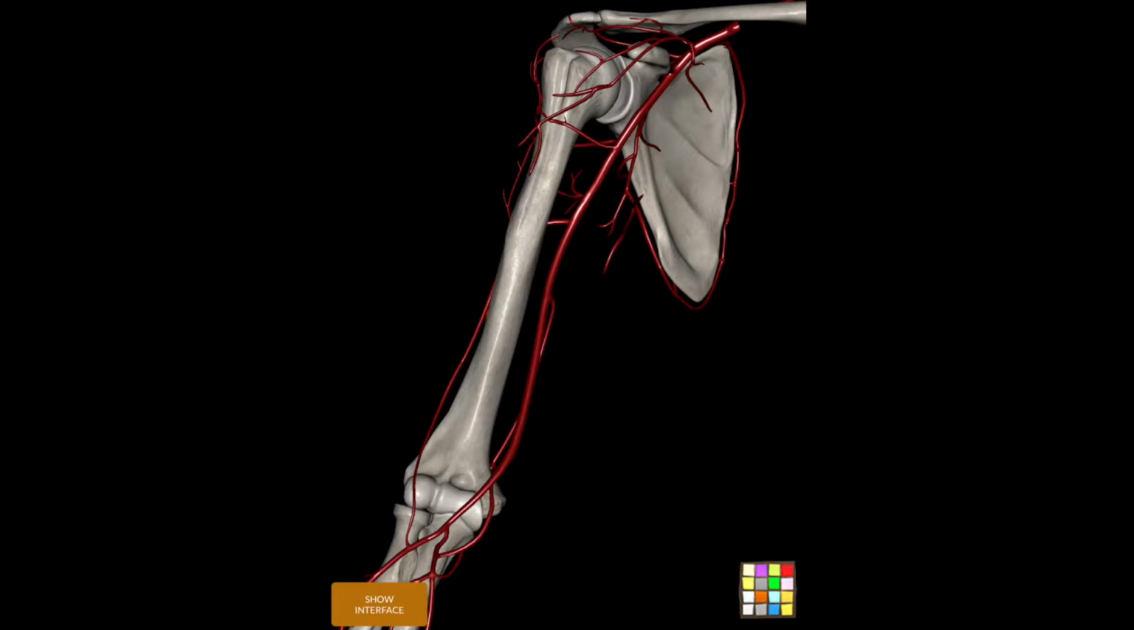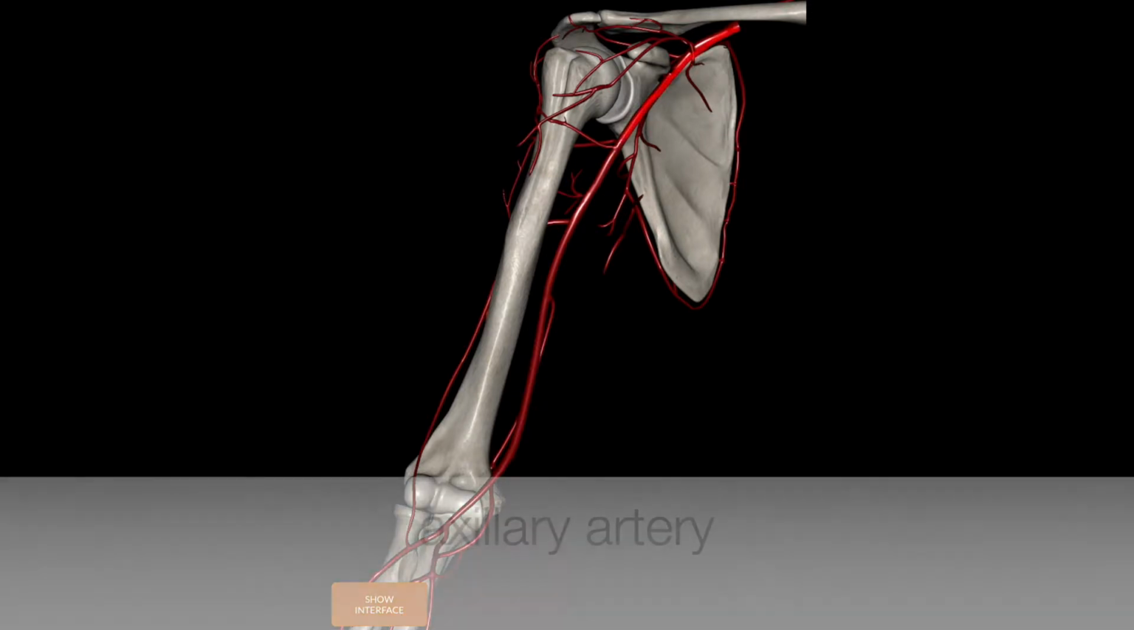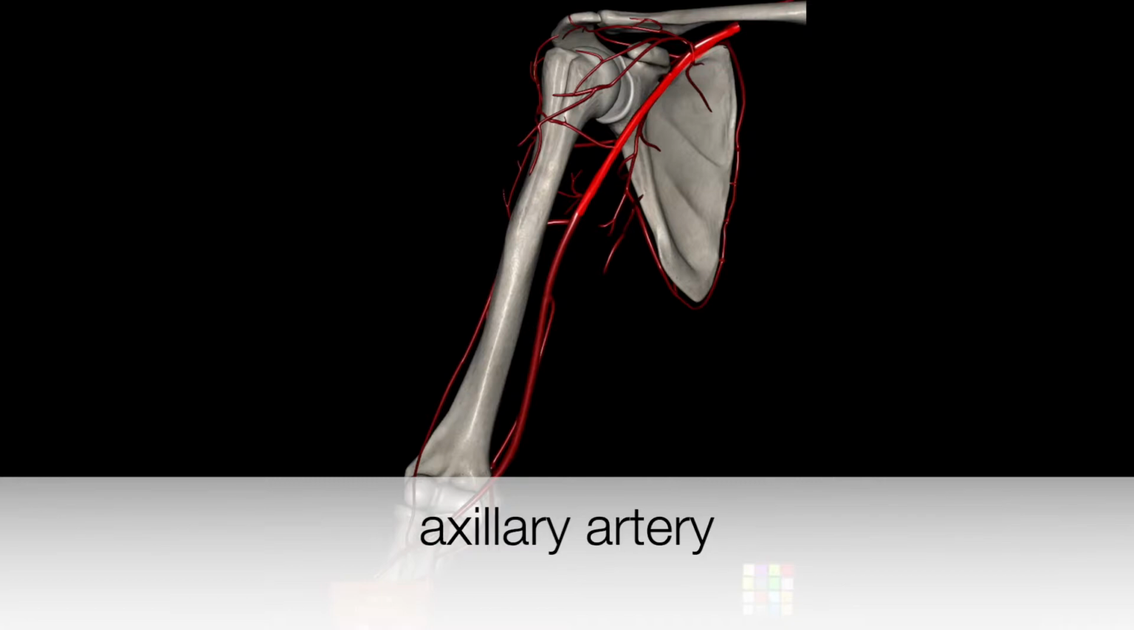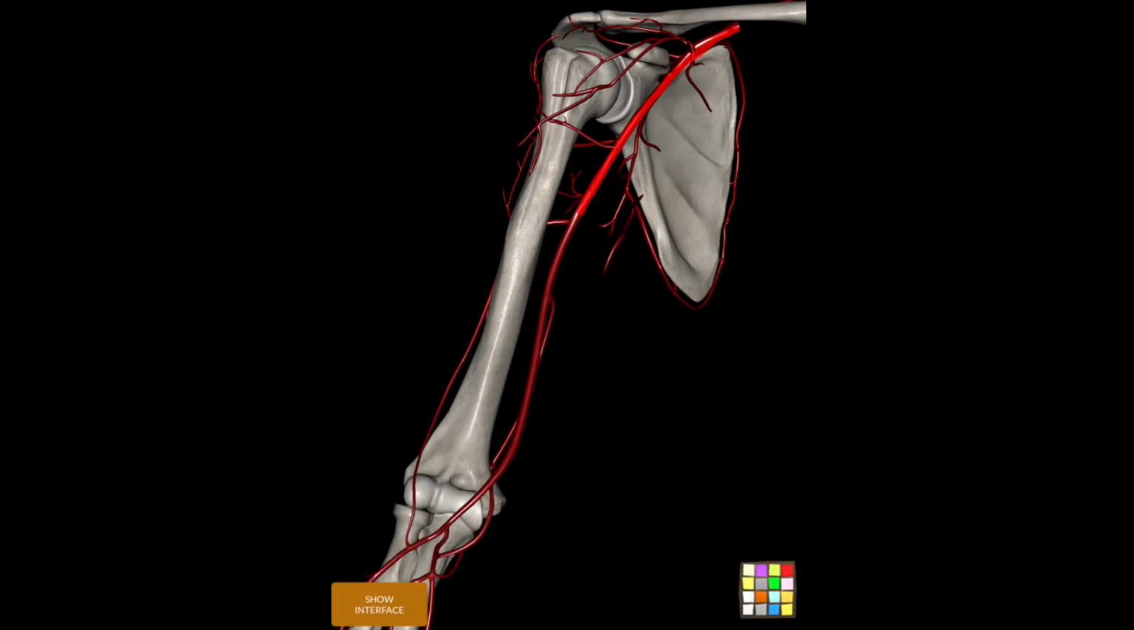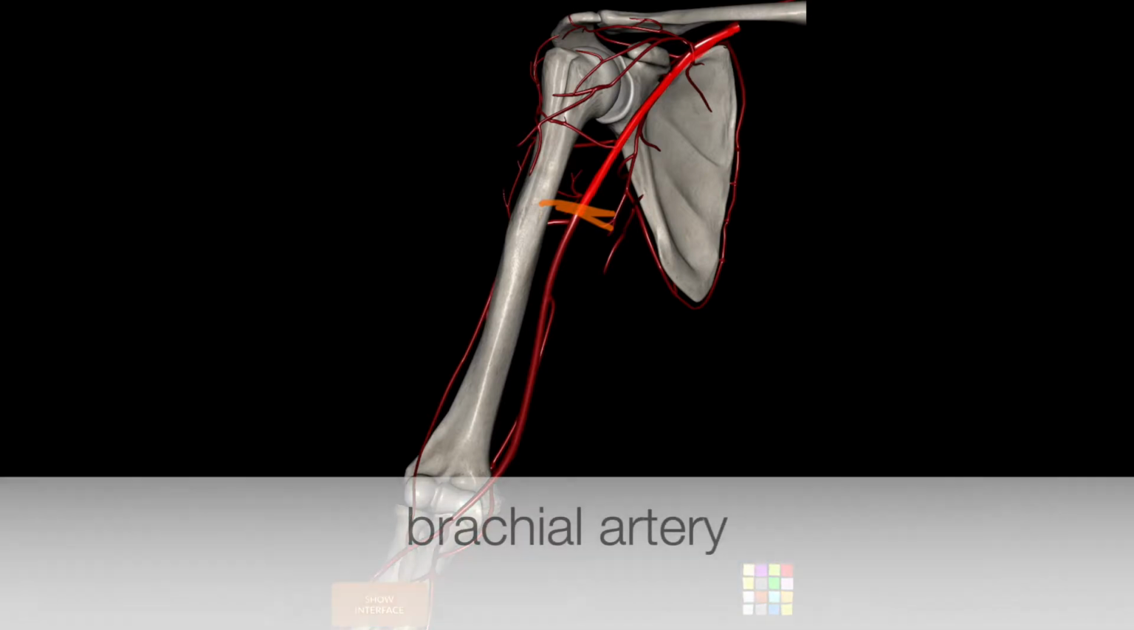We can see here the axillary artery, the continuation of the subclavian artery, and we saw all its branches in the earlier video. The axillary artery changes its name when it passes below the lower border of teres major, about here, and becomes the brachial artery.